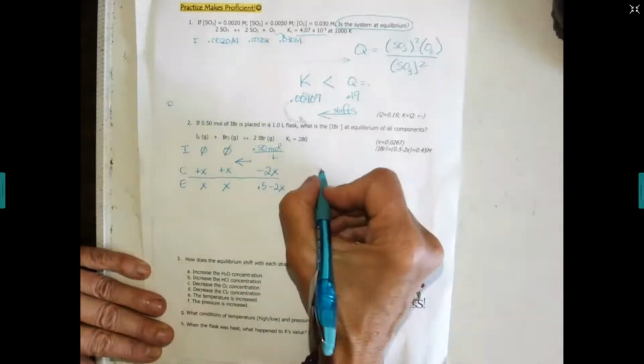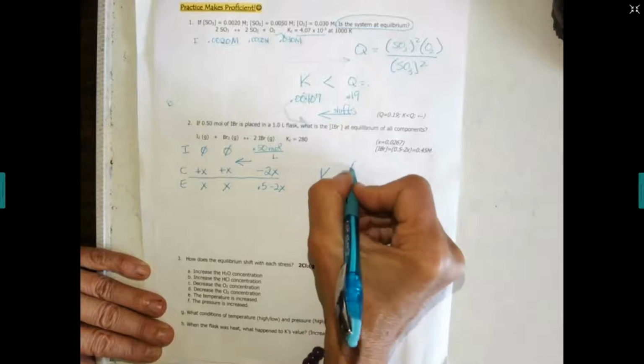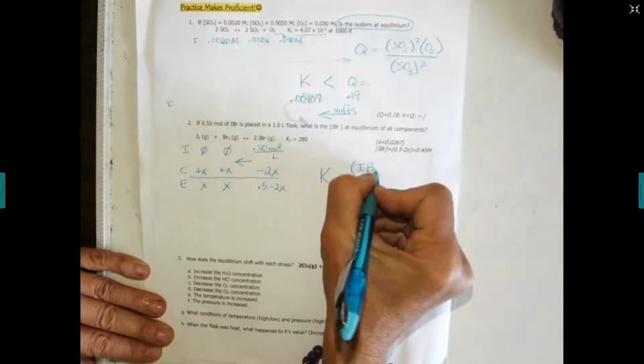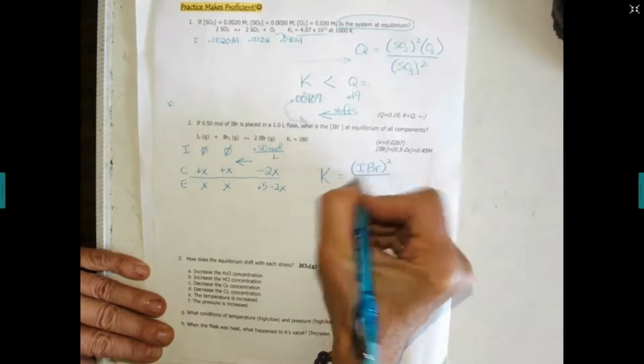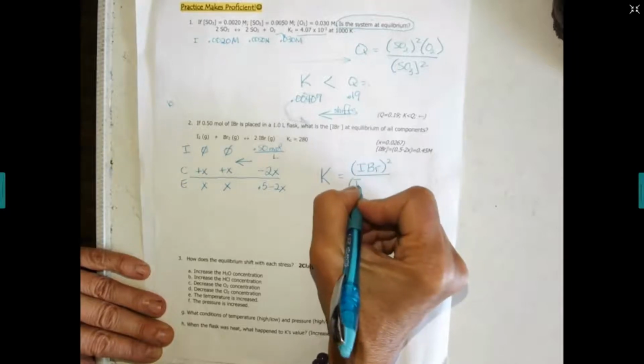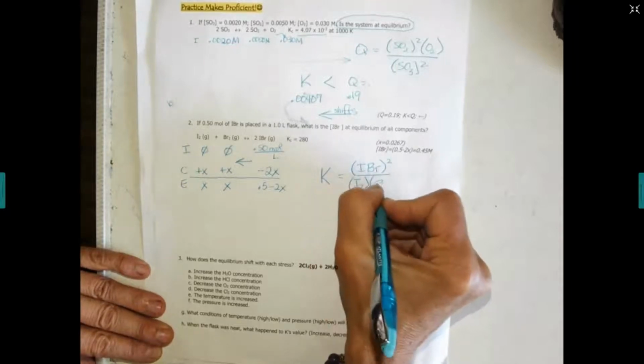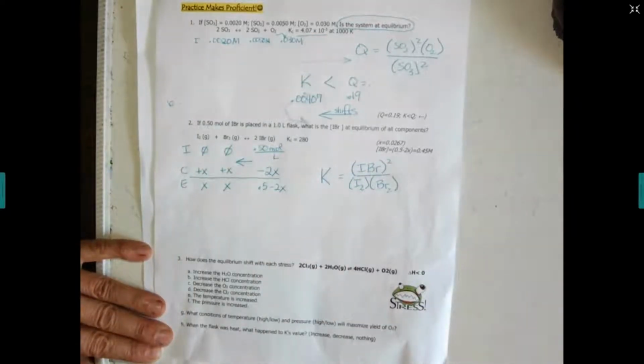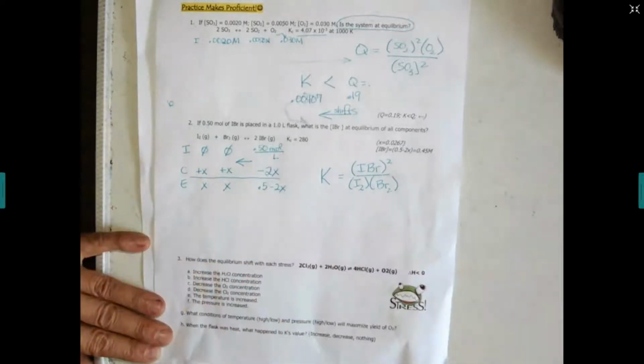So we would plug into K, write your K expression, products over reactants squared. You know what? If I'm going too fast for you, you hit reverse. You hit that back 30 seconds. You should do these all first, and then you can just listen along, say, yep, I got it. And then you can go 30 seconds ahead.